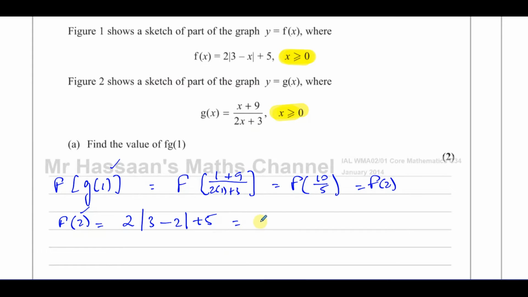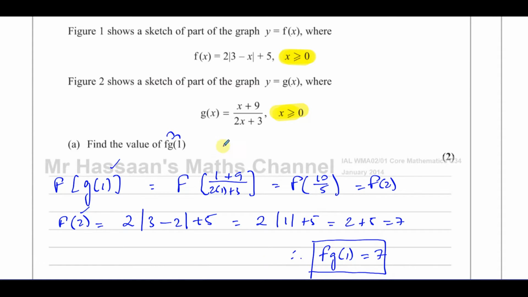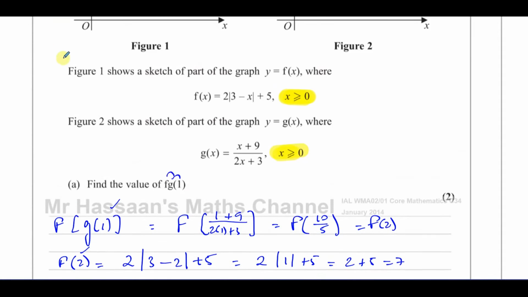So that's going to give us 2 times the modulus of 1, plus 5. Now the modulus of 1 is 1, so you have 2 times 1, which is 2, plus 5, which is equal to 7. So we can say that fg(1) is equal to 7. Always, this goes into there, and the output of that goes into there, and you get your answer. That's the answer to part A of this question. Now we're going to move on to part B.